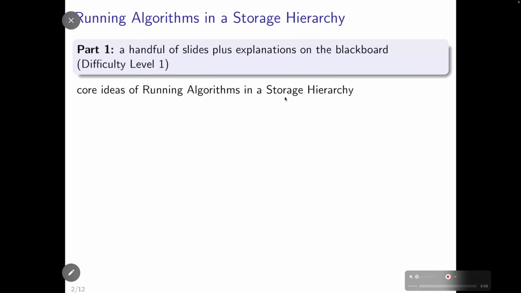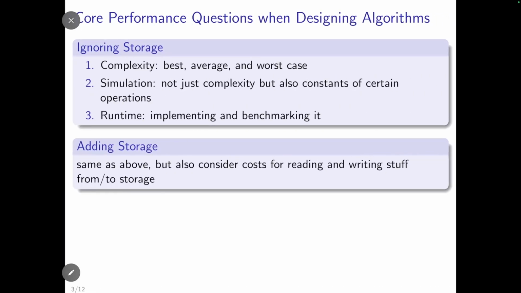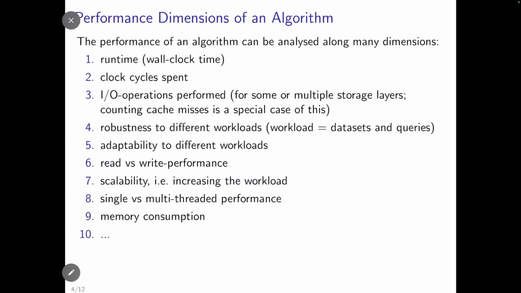We started about that already a little bit last week because so far we ignored storage when thinking about algorithms. And now we know about the storage hierarchy and we have to factor in a couple of more things. What are the costs for I/O? What are the costs for reading? What are the costs for writing when designing algorithms? And I briefly went through that already.